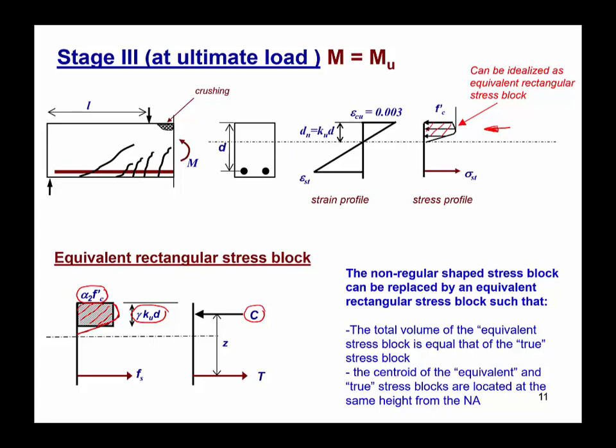The nonlinear irregular shape stress block is idealized as the equivalent rectangular stress block in such a way that the volume under the rectangular equivalent stress block is equal to the volume under the true stress block. And also the point of application of the compressive force C is at the same height from the neutral axis as well. So we can simplify the true stress block using the equivalent stress block, where alpha 2 and gamma are constants given in the code.